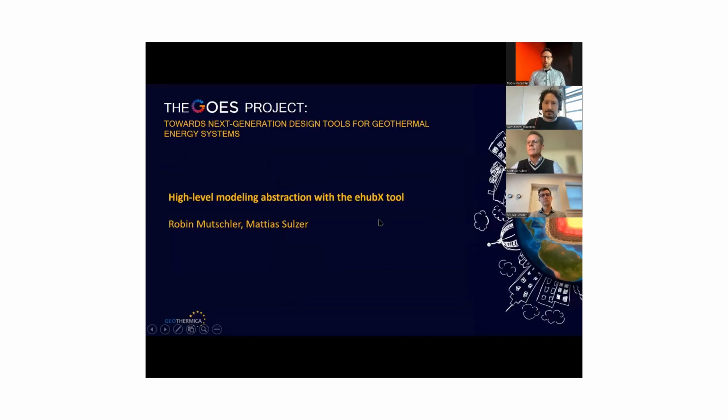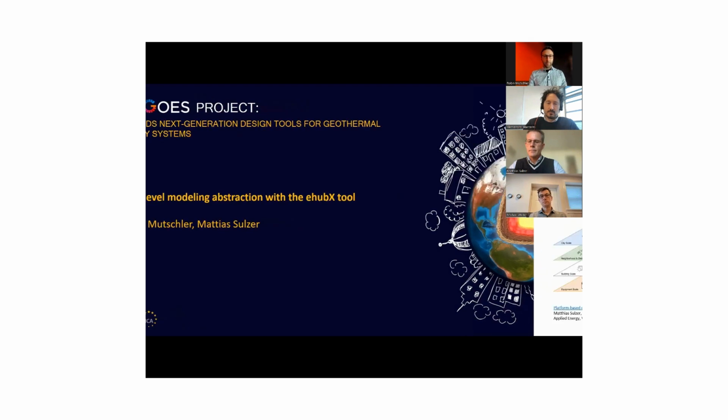Okay, exactly, Alessandro. And thanks also for the great introduction to platform-based design, Matthias. So now we are going to dig into one of the tools we often apply in energy systems and get an overview of how this works together with the level below and the level above, and how this is embedded in the platform-based design approach. The title is High-Level Modeling Abstraction with the Ehub X tool. The Ehub X tool is an MILP optimization tool developed at Empa. So it's mixed integer linear programming, and we're focusing on the higher level of abstraction in the energy system.